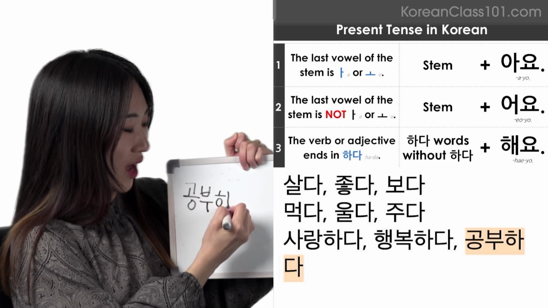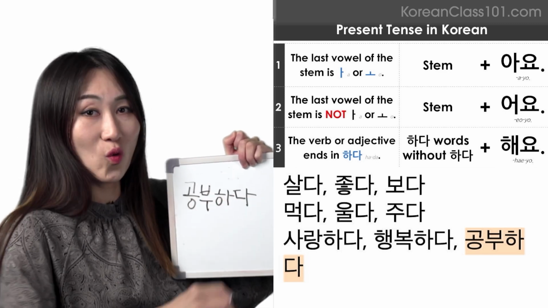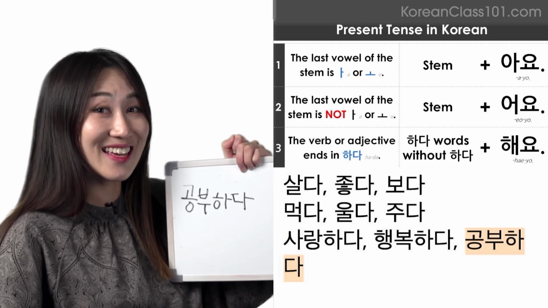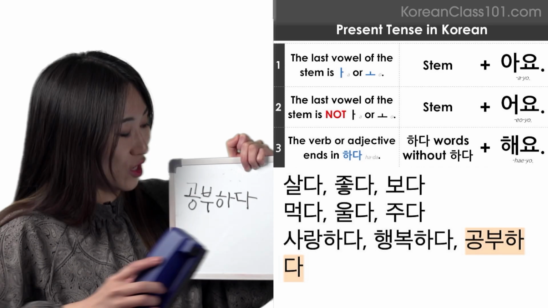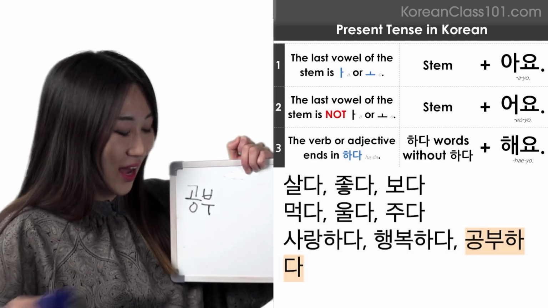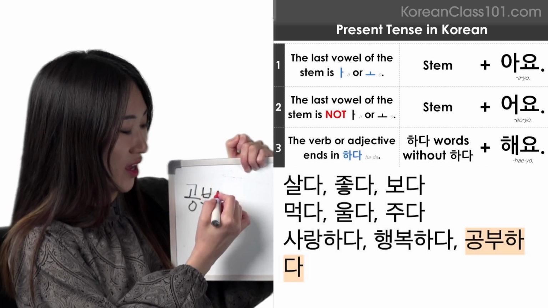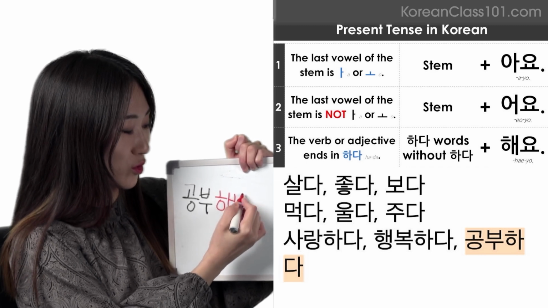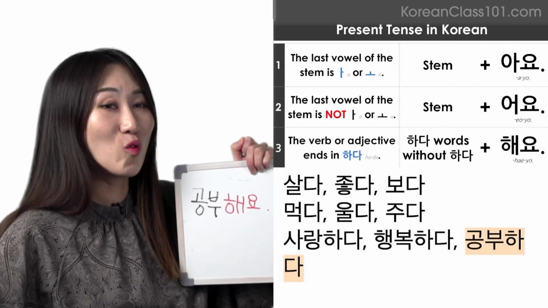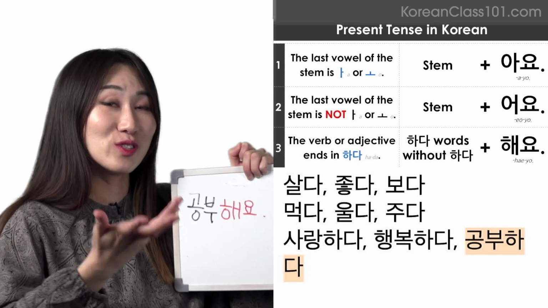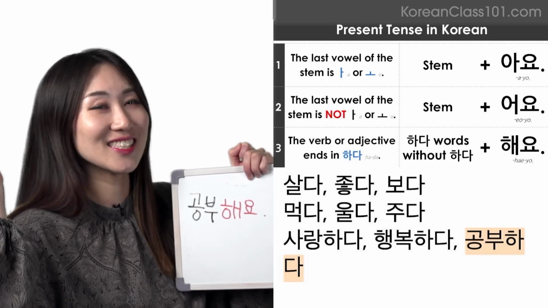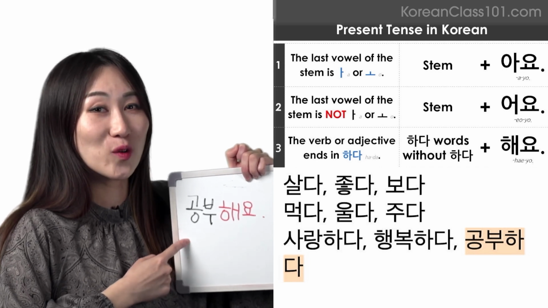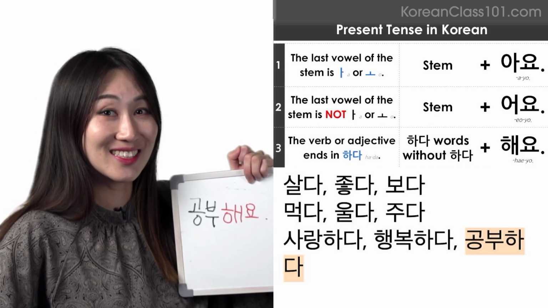공부하다. Again, it ends with 하다. So what do you need to do? Just replace 하다 with 해요. So simple. 공부해요. It means I study, you study, he studies, she studies, we study, they study. So this is the present tense in Korean.